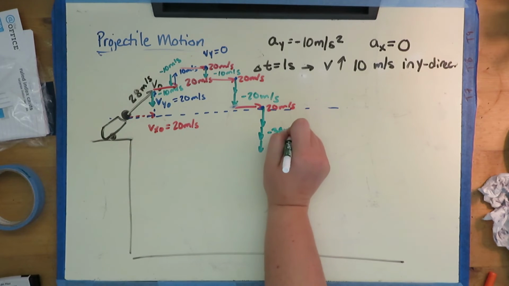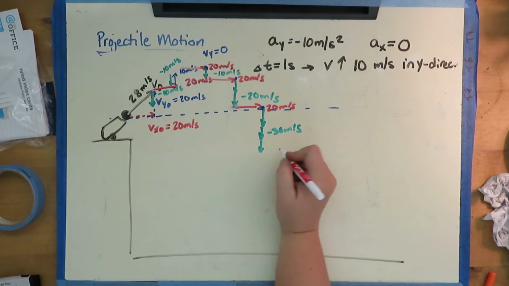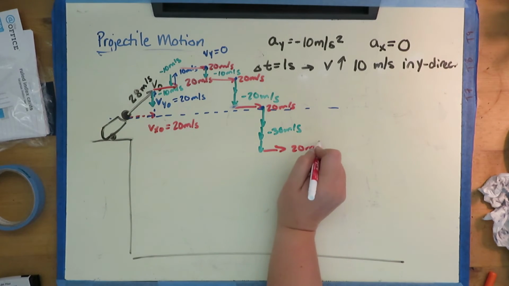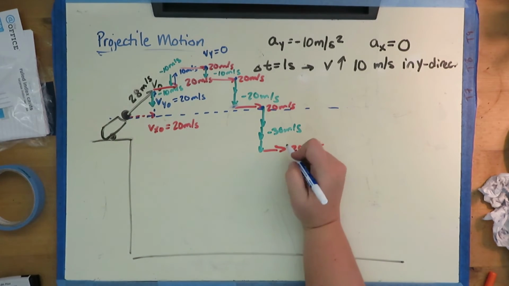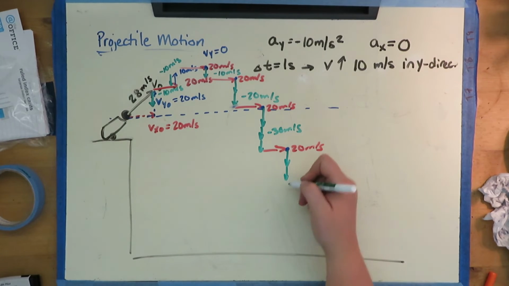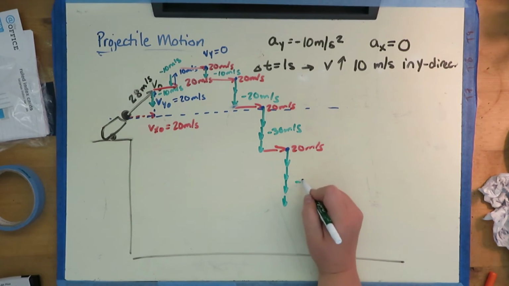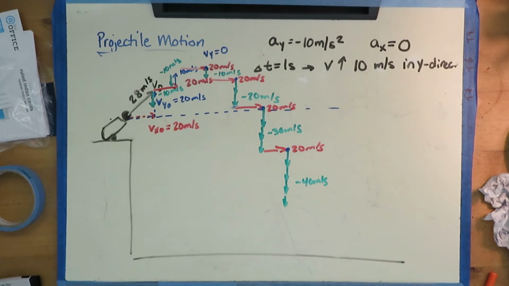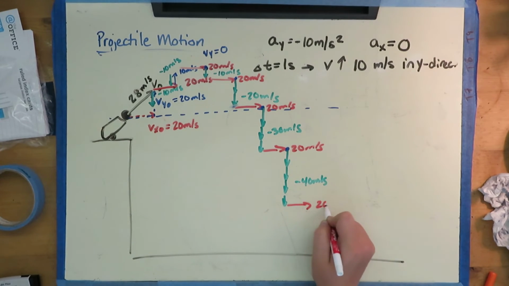So then I'm going to go negative 30 meters per second and 20 meters per second horizontally. So I'll now be here. And then I'm going to go negative 40 meters per second because I've increased and accelerated more. But I'm still going 20 meters per second to the right.